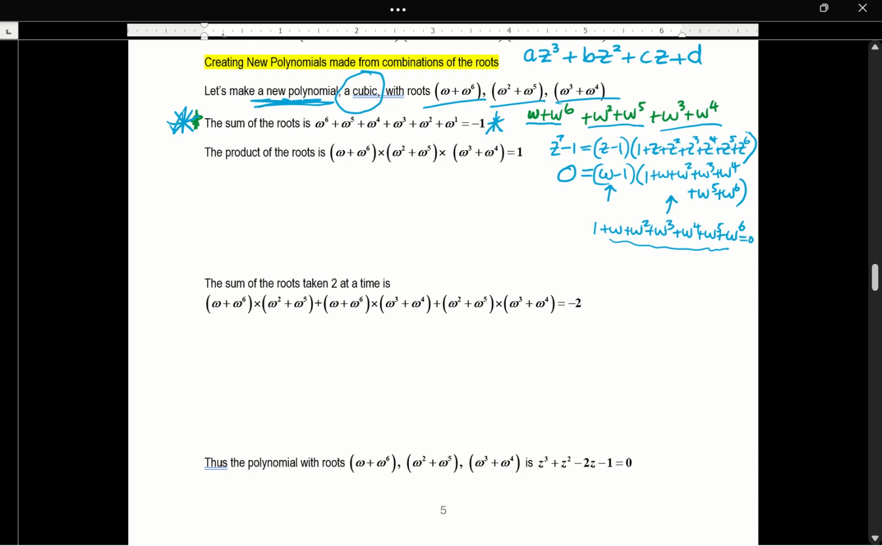Now the product of the roots. Well, we've been given these three roots, w plus w^6, w squared plus w^5, and w cubed plus w^4. So we need to multiply those together to get the product of the roots. And I'm saying it equals 1, but let's have a look why that is. So let's multiply it all out. First of all, let's multiply the first two brackets together. We get w cubed plus w^6 plus w^8 plus w^11. And we've still got to times that by the last set of brackets.